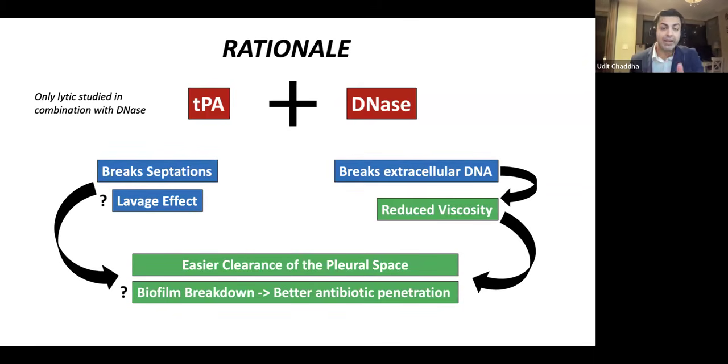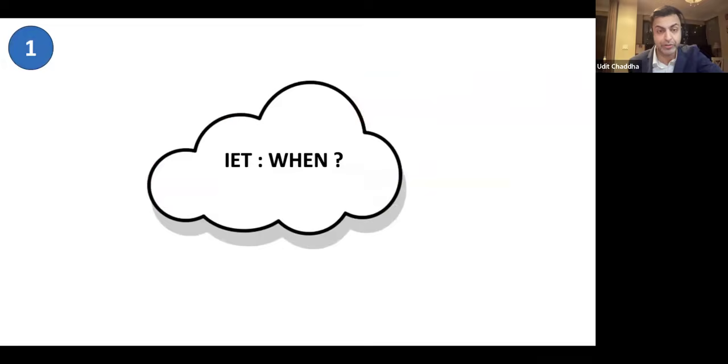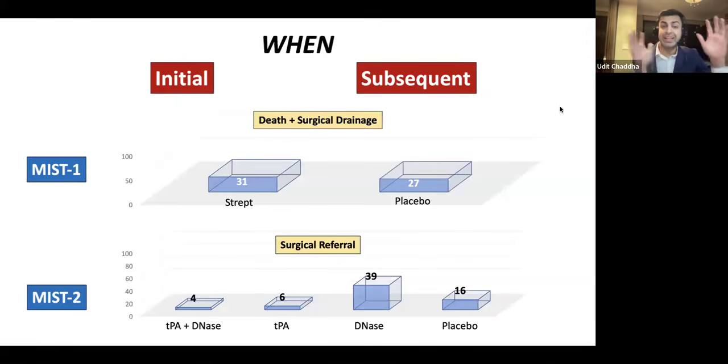Now, there may be an additional benefit to using these two in combination, which is breaking down biofilm, which may allow better antibiotic penetration. So the question is, when should you use TPA DNase or intrapleural enzyme therapy? Do you use it as initial therapy, which means as soon as an empyema patient hits the door, you place the chest tube, you start intrapleural enzyme therapy, or do you use it as subsequent therapy when your standard care, tube thoracostomy and antibiotics, fail?